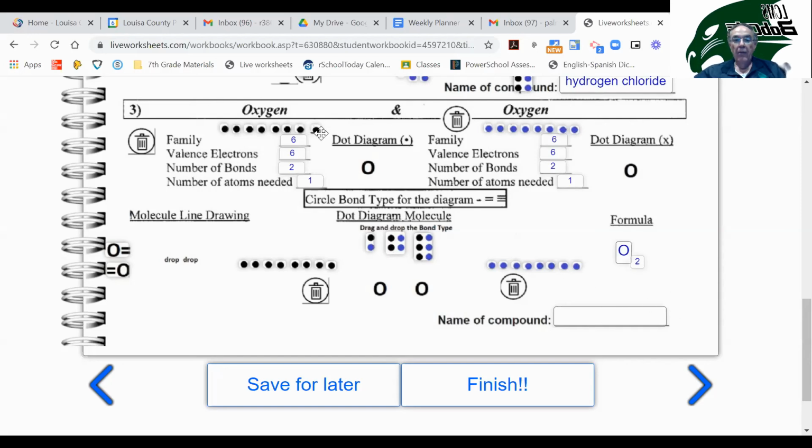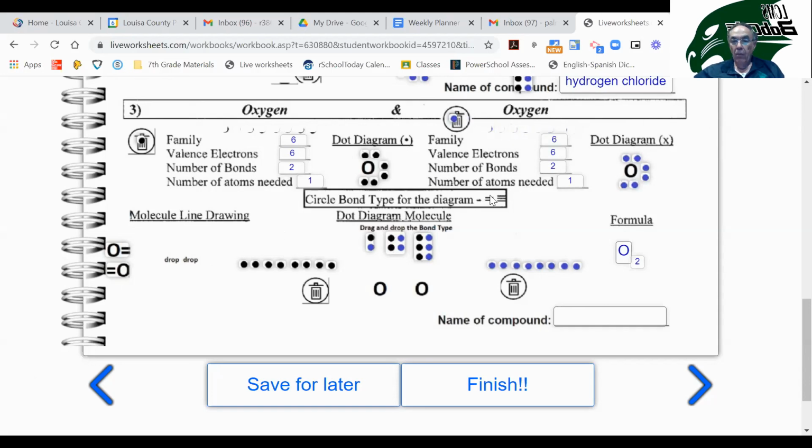Okay. Now the dot diagram for oxygen has 6 dots for its 6 valence electrons. We can get rid of these 2 extras. Okay, and then the other oxygen should have 6 dots in this dot diagram. And we can trash these other 2.